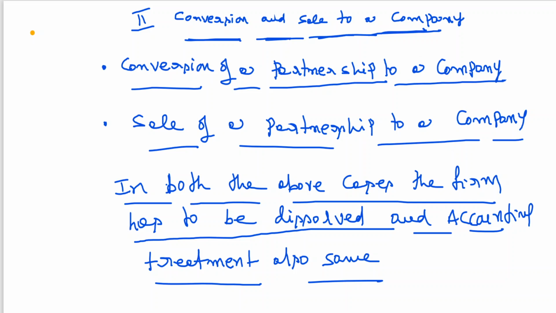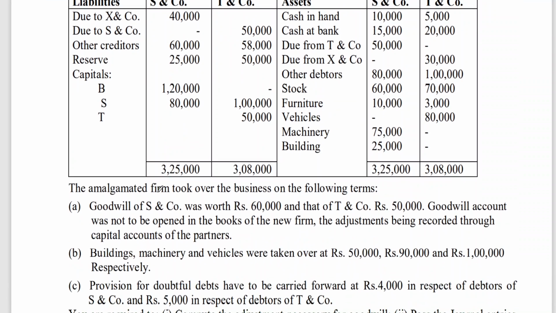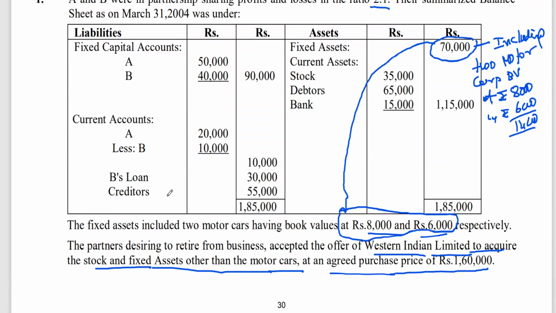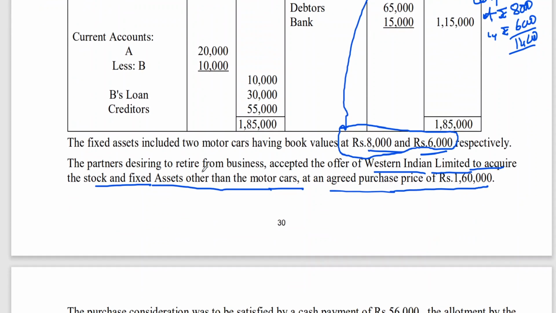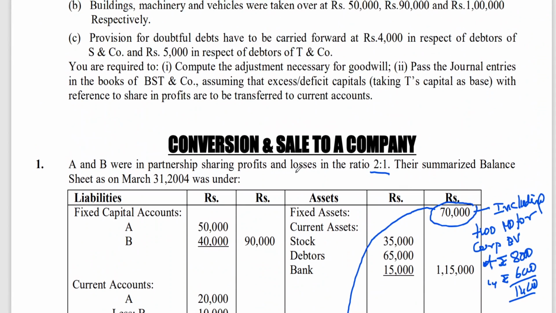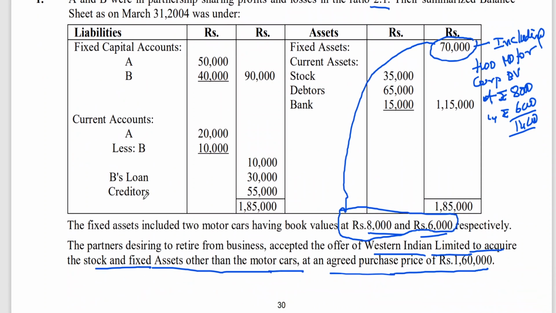Just a minute, I think I got one problem specifically. No issue, I'll continue with this. I thought of taking only conversion of a firm into company. Conversion or sale, the thing is that the firm has to go for dissolution. I think this is not conversion, just a minute. Offer of estate. This is sale. You are selling the firm to a company. But the accounting treatment is the same, either conversion or sale. I thought this is a conversion problem, but it's a sale. The concept is same.